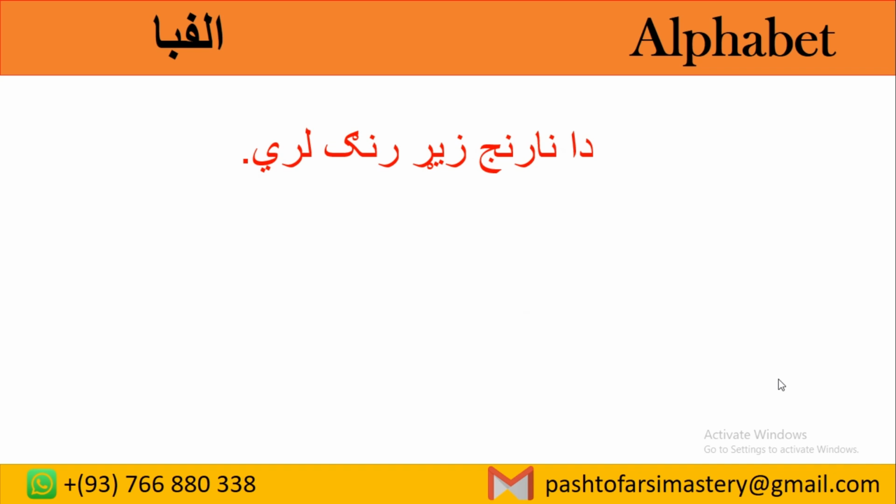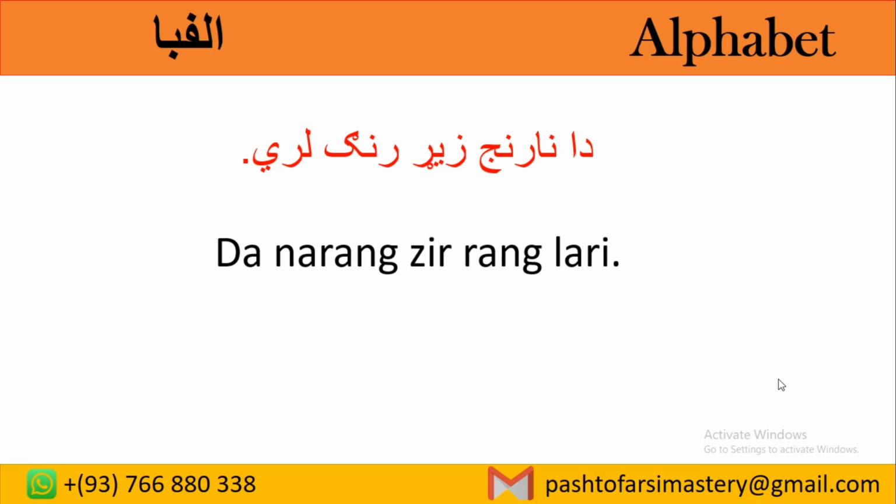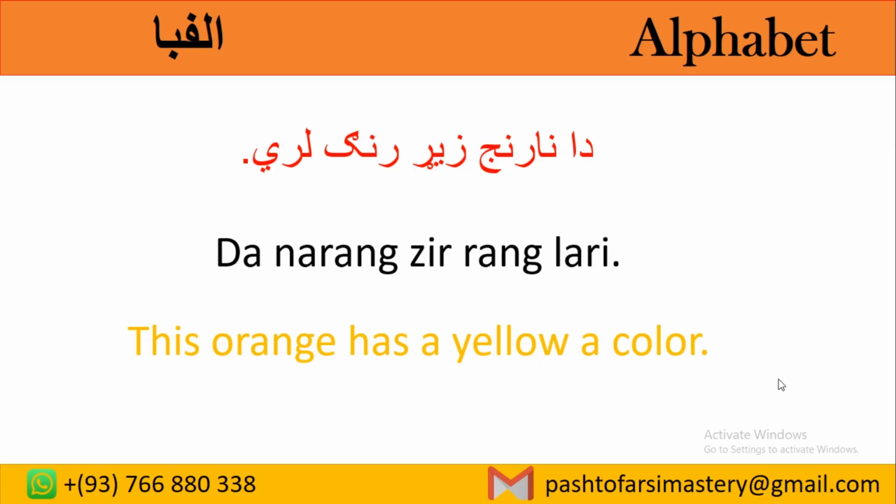Here is another simple example. دا نارنج زیړ رنګ لري. It means this orange has a yellow color. Da means this, naranj means orange, zir means yellow, rang means color, lari means has. Da naranj zir rang lari. This orange has a yellow color.